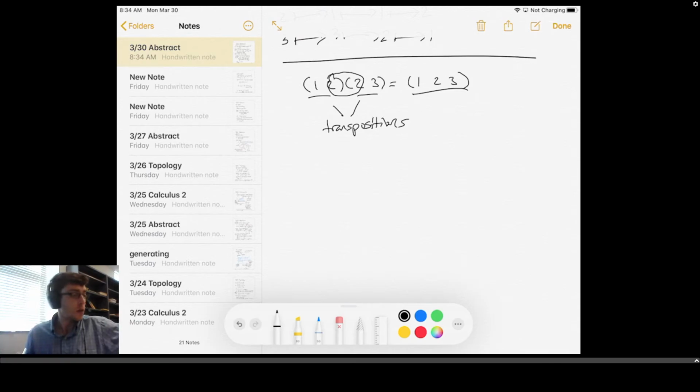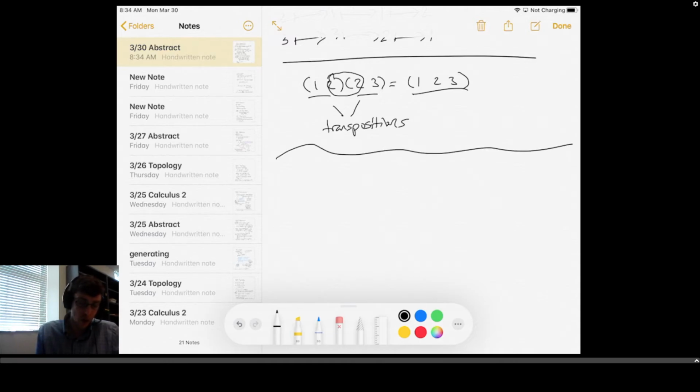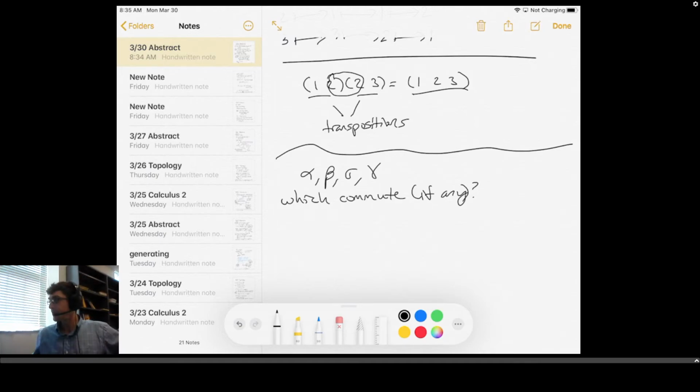Okay. So what was our next problem here? We wanted to talk about, right, we've kind of talked about this already in terms of when do these things commute. So out of the alpha, beta, sigma, and gamma that we drew at the start of this section, which ones commute with each other, if any? Yeah, it's going to be beta and gamma.